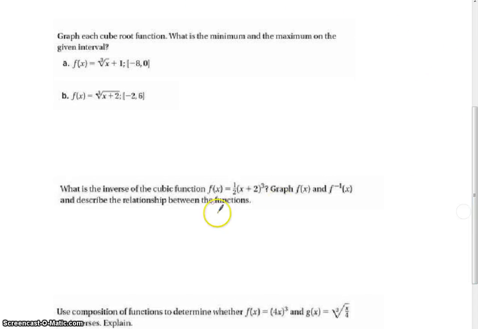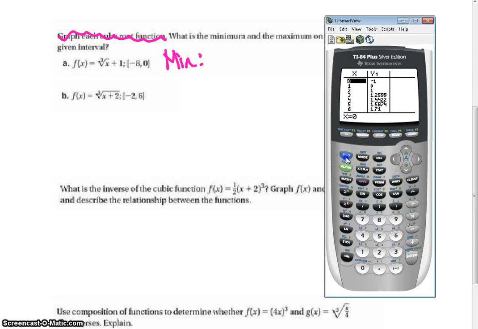All right, once again on the next one, we're not going to worry about graphing it, but we want to know the minimum and maximum over the interval of -8 to 0. So to find your minimum, you put -8 in for x. So you would do this at your home screen. And so open -8, close rooftop, open 1 divided by 3. Remember, raising it to the 1/3 power is the same thing as finding the cubed root. And then once you're on the outside of that, you're going to say +1.